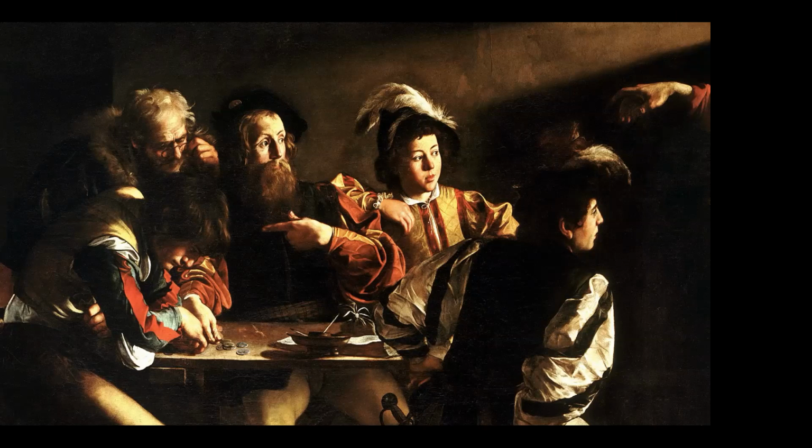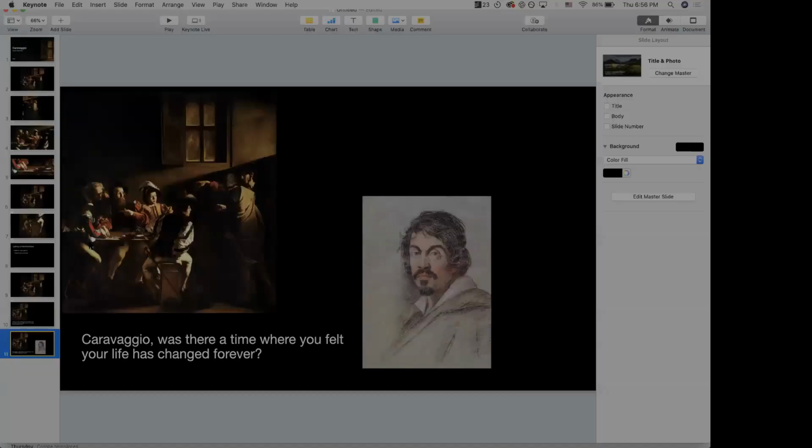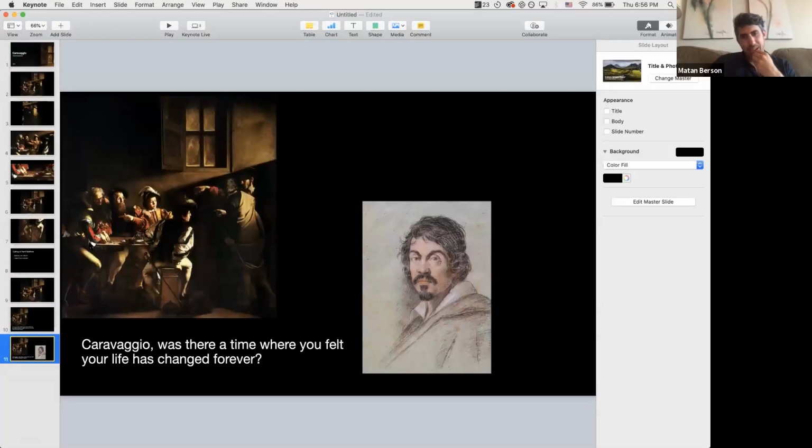And then I've got one more quick question, Matan. So that portrait that you showed of Caravaggio, do you have any idea whether it was done by someone else or was it a self-portrait? That is a great question. I do not know.